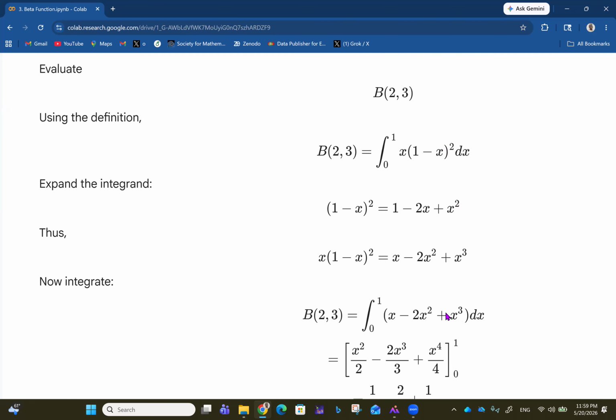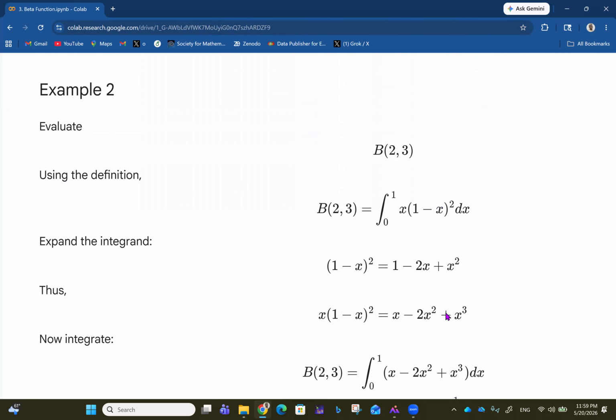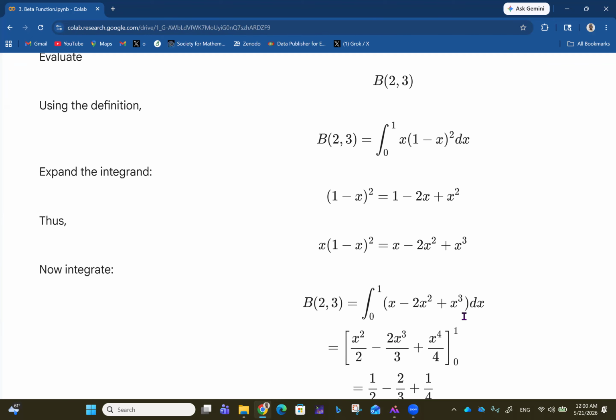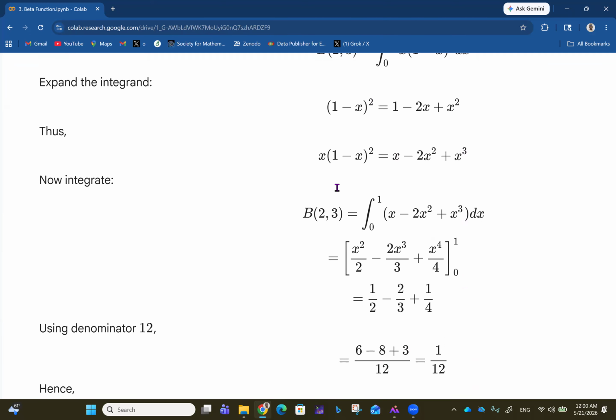So with that in place, now we can project to other things. You want to evaluate beta of 2 comma 3. So using the definition now, p minus 1, that'll be 2 minus 1, that's x raised power 1 there. The 1 minus x raised power q minus 1, that's 3 minus 1, that'll be 1 minus x raised power 2 dx. And we know that 1 minus x squared is the same thing as 1 minus 2x plus x squared, for polynomial expansion. We've done that quite a number of times. So x times 1 minus x squared is then x minus 2x squared plus x cubed. So in essence, you have beta of 2 comma 3 to be the integral from 0 to 1 of x minus 2x squared plus x cubed dx.